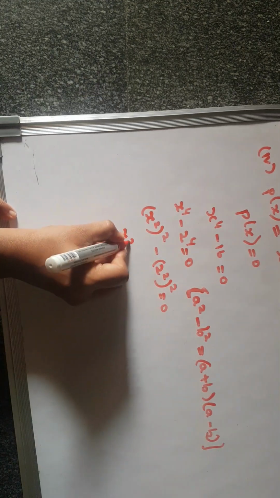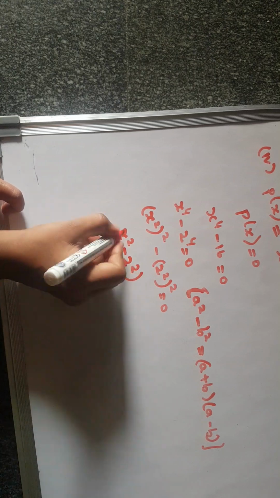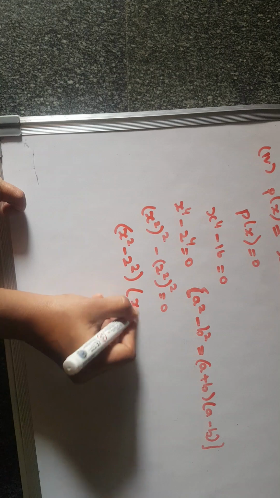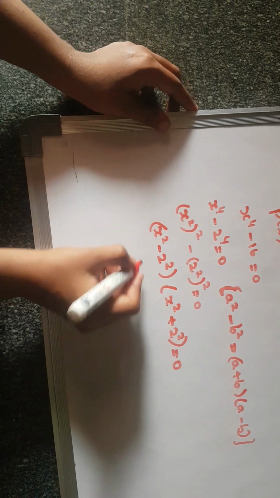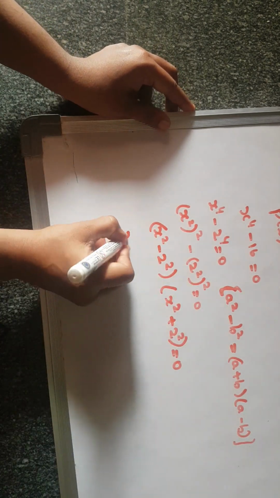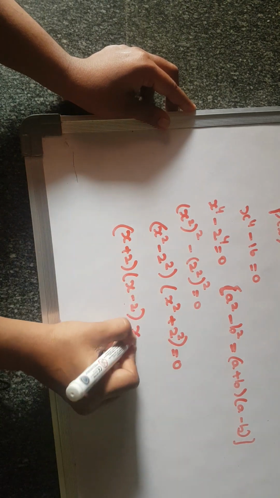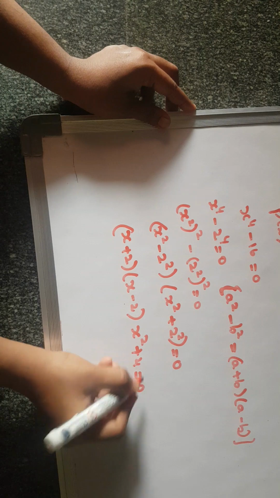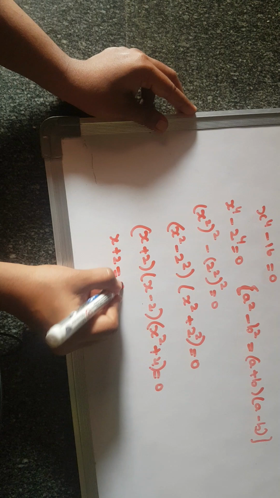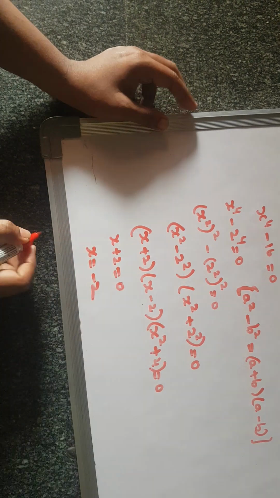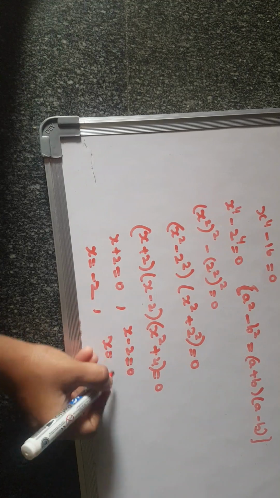Now write x square minus 2 square into x square plus 2 square equals 0. Now write this also in the form of a square minus b square: x plus 2 into x minus 2, and the other factor becomes x square plus 4 equals 0. Okay, now equate separately to 0. X plus 2 equals 0, x equals minus 2. And here x minus 2 equals 0, x equals 2.